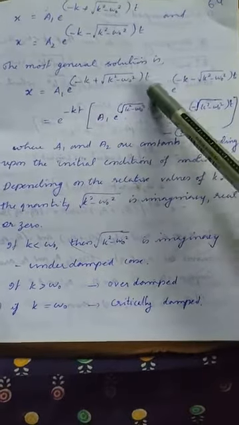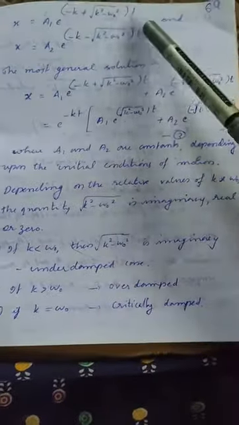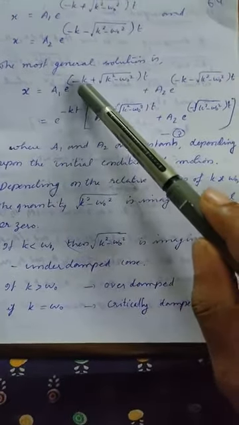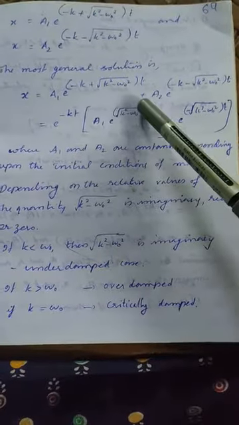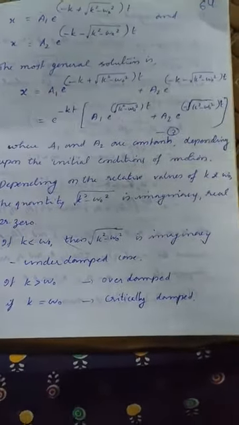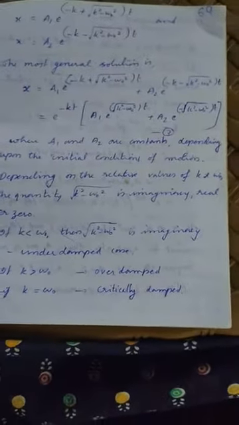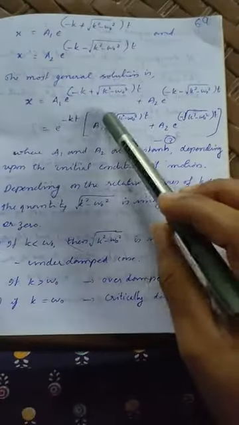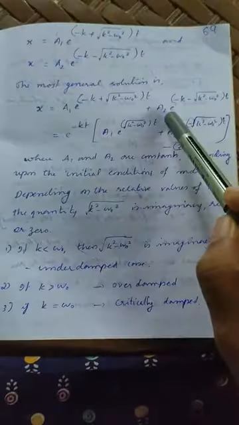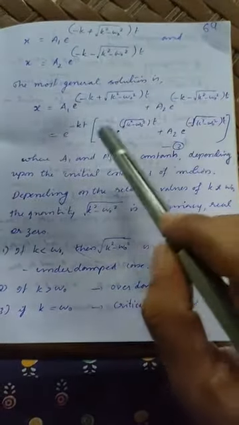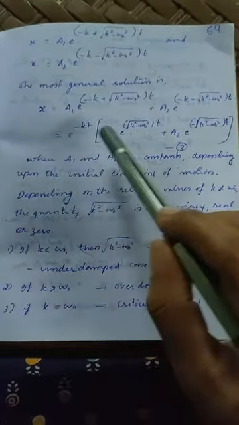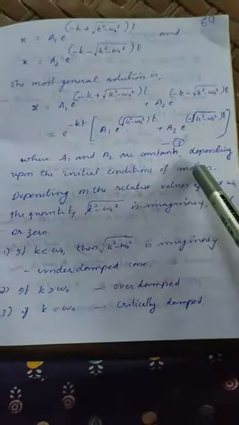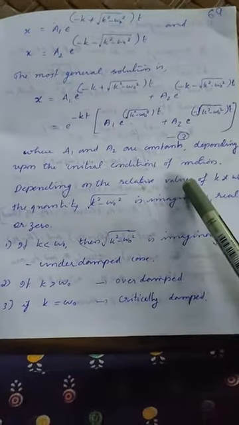The most general solution therefore will be the combination of these two, that is x equals a1 e raised to minus k plus square root of k square minus omega square t plus a2, and the second solution. In the next step we are taking the exponential factor e raised to minus kt outside from both the terms, so that this equation will become like this. Here a1 and a2 are constants depending upon the initial conditions of motion.